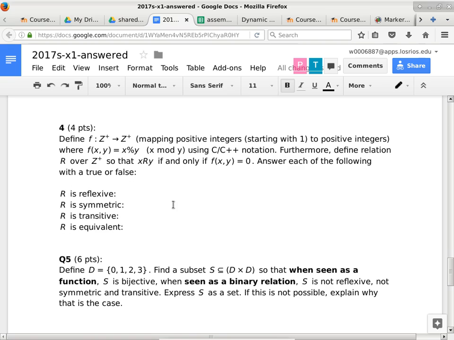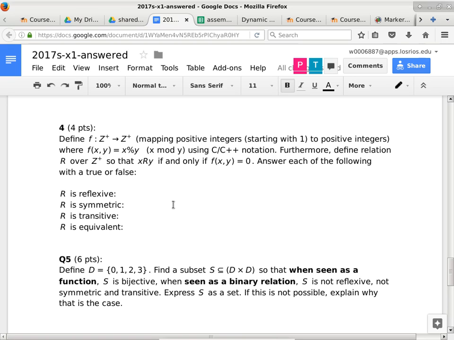Okay, so the next one we have a function f that is defined later on, and then Z plus is basically the set of all the positive integers starting with 1, and the function is x mod y. I was kind of surprised, pleasantly surprised, that nobody walked up to me and asked, what is the mod operator? Okay, so that was good. So x mod y is function f, but the relation, x R y if and only if x mod y equals 0.